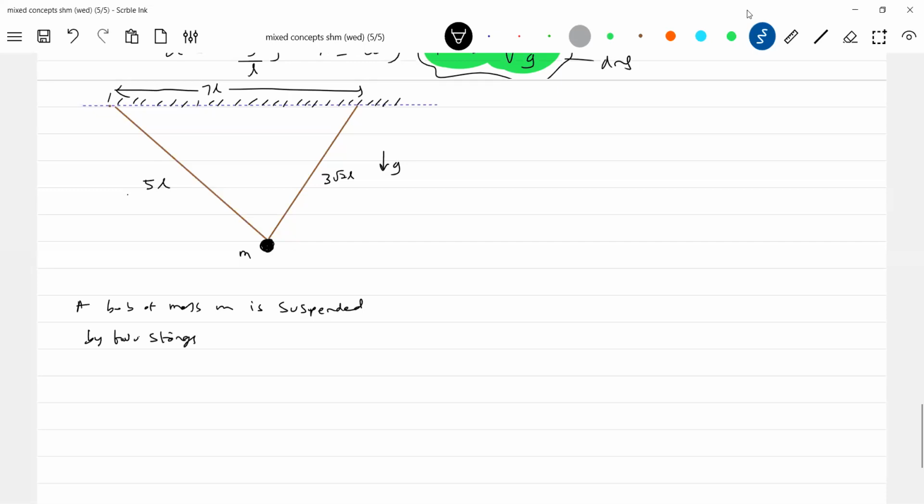A bob of mass m is suspended by two strings as shown. Find T. How does it oscillate? The plane of oscillation will be perpendicular to this one. It is slightly displaced perpendicular to the plane of paper and released. Find the time period of oscillations.